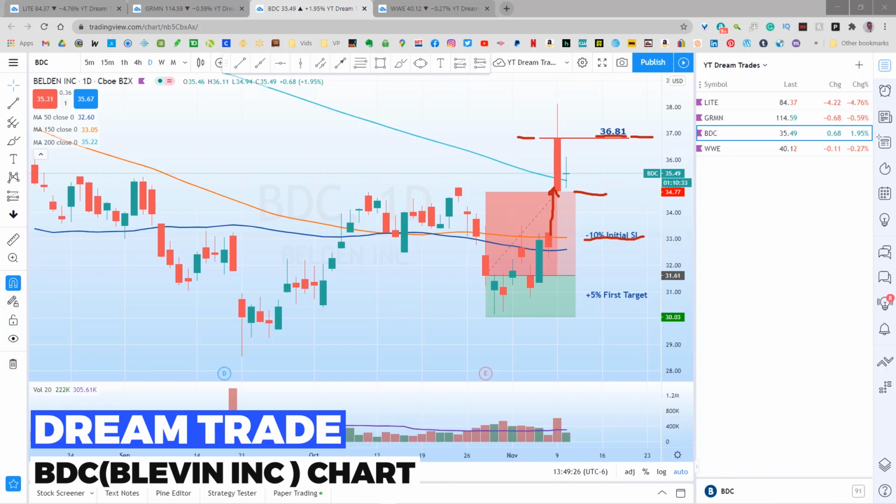This happens sometimes, okay? Once in a while it goes the other way and we end up with a nice windfall profit, which I did on another Dream Trade that I had open. They balance each other out. I'm done with BDC for right now.